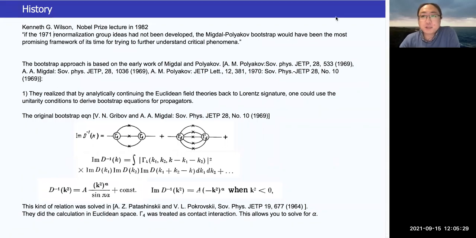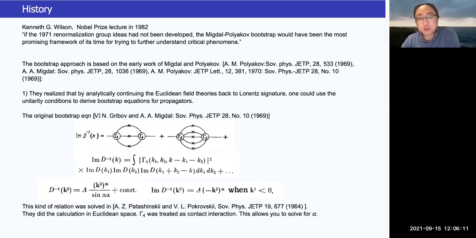The approach is based on a series of works by Migdal and Polyakov. Mostly importantly, it's 3 papers. In these papers, they realized 2 important things, essentially. The first thing is that by analytically continuing the Euclidean field theory, which is a statistical physics system, back to Lorentz signature, one can use the unitarity conditions of the quantum field theory to derive bootstrap equations for propagators. So the original bootstrap equation looks like this, as I said.